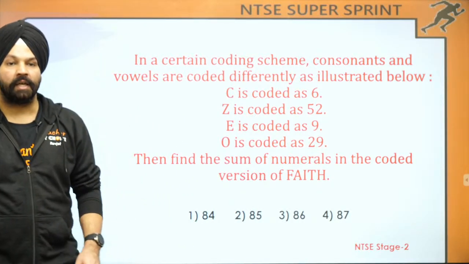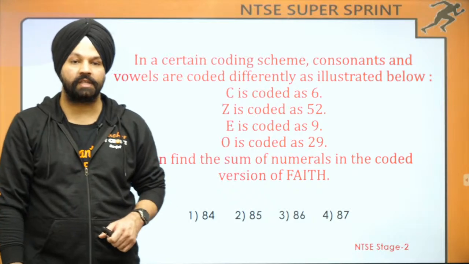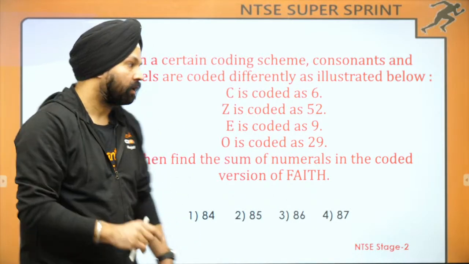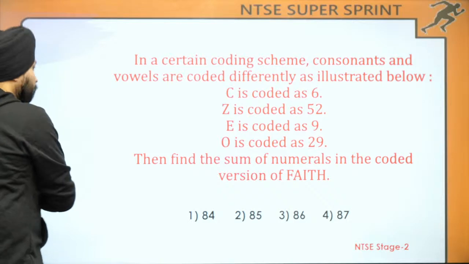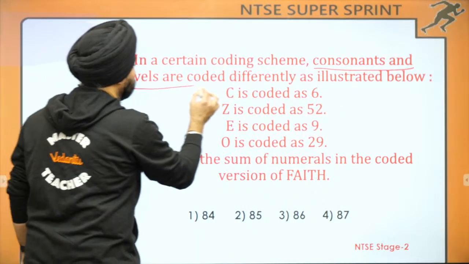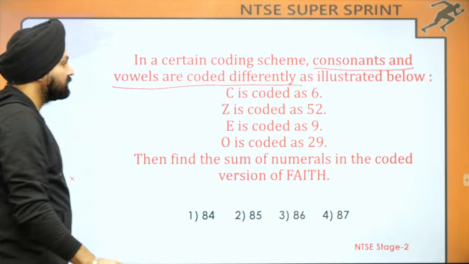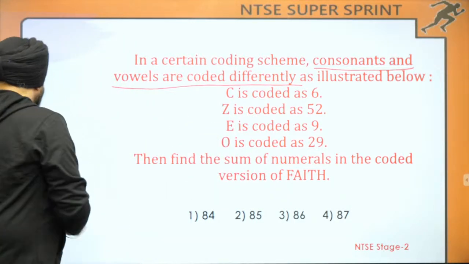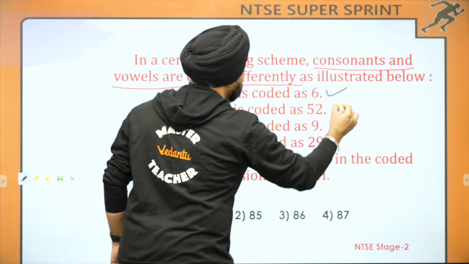The question demands that, in a certain coding scheme, he says consonants and vowels are coded differently. Hint दे दिया, very very important hint. He says consonants and vowels are coded differently as illustrated below. C is coded as 6, Z is coded as 52.